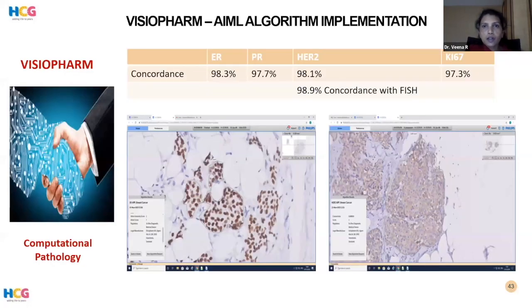And this is the machine learning algorithm for the interpretation of the breast biomarkers. This is a part of computational pathology. We did a validation of this, and it has shown a very good correlation of almost 97 to 98%. And particularly in the HER2 equivocal cases, 98.9% of them showed a concordance with the FISH reports as well.